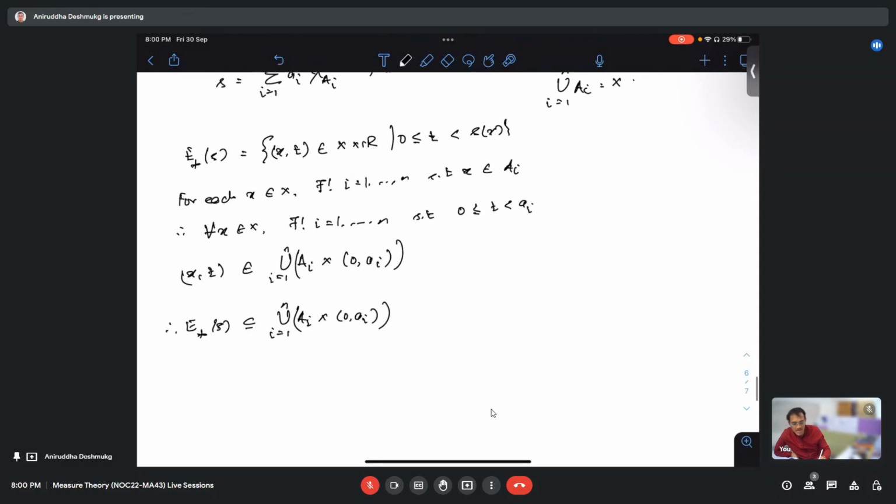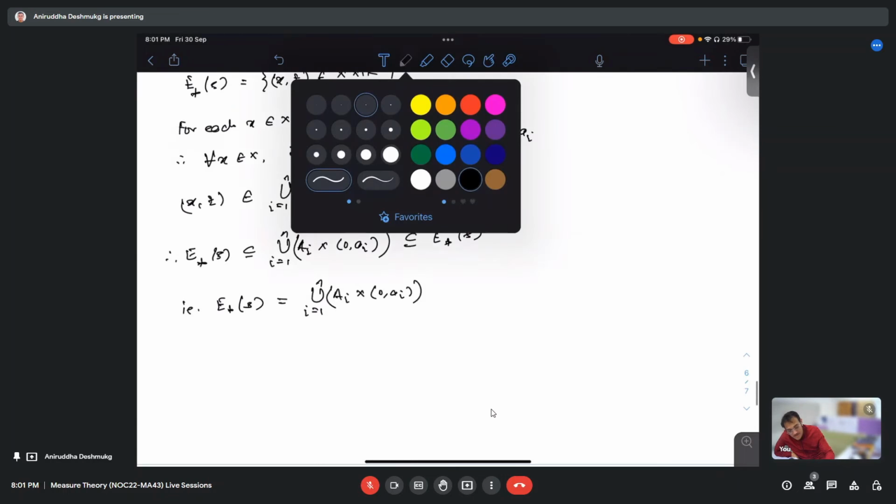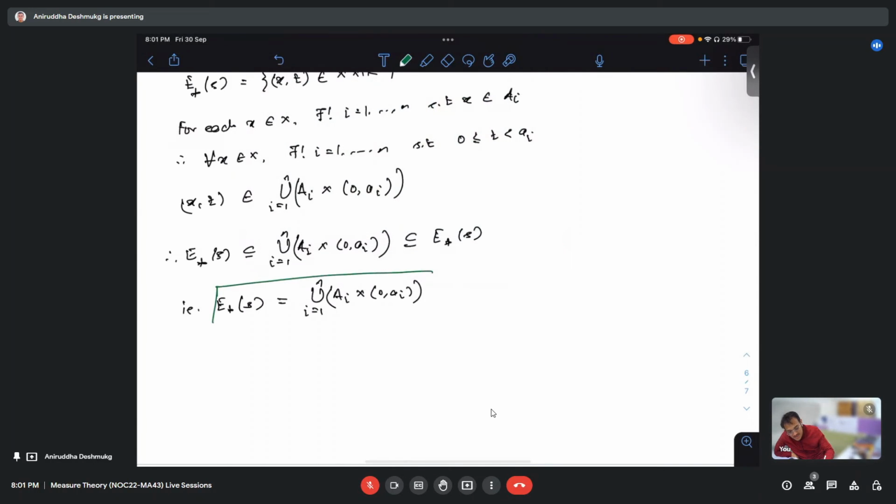But this union is anyway contained inside E lower star s because of the same fact: A_i cross 0 to a_i has all those (x, t) such that x is inside A_i and t is less than a_i. So by definition, the other way around is true. This is inside E lower star s. That is, E lower star s is equal to the finite union of A_i's cross open interval 0 to a_i's. So sorry, this. Let me just mark this.